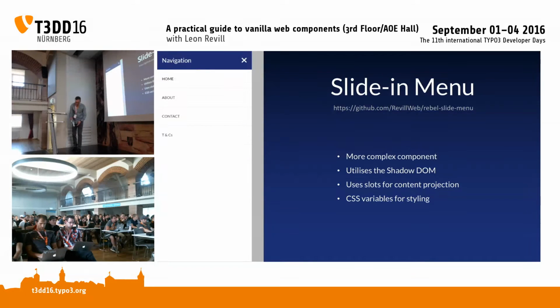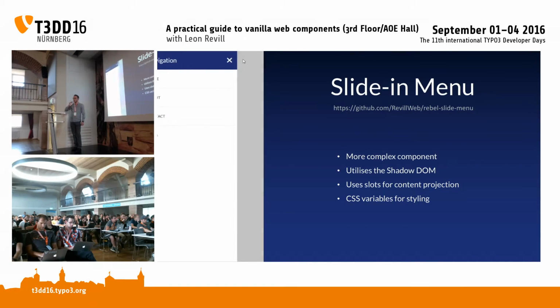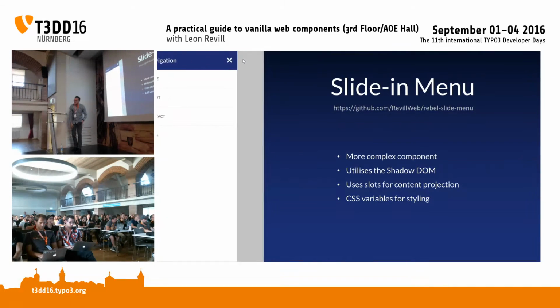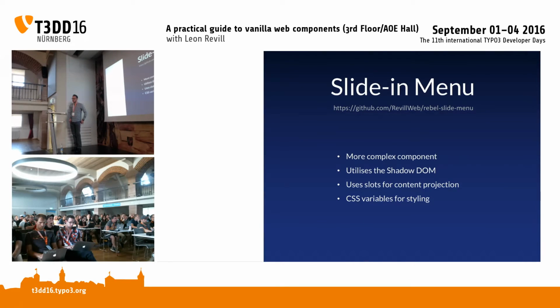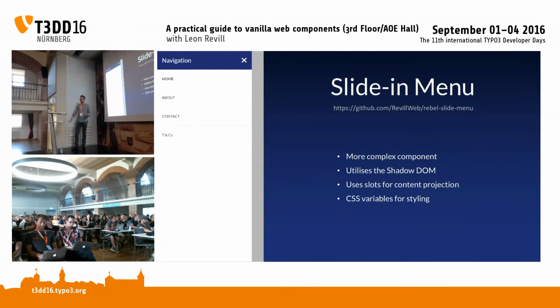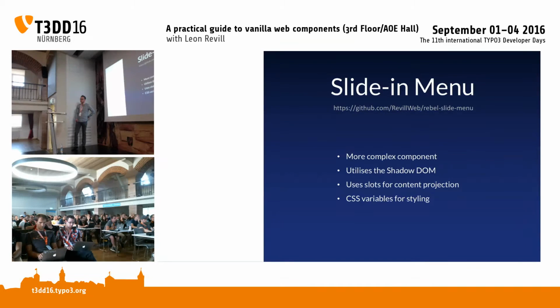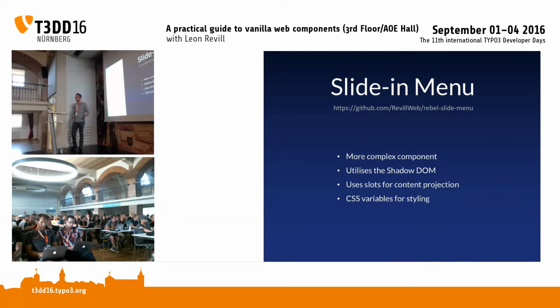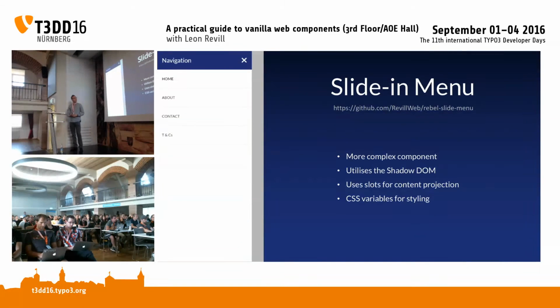So now we know how to build a basic web component. We know how to transpile it to ES5, so it's going to run in all of the major browsers, and we know how we can use the polyfills to make sure we can actually use these web components in production. So that moves us on to our next component. This is going to be a sliding menu component. Again, it's available on GitHub via that link if anybody wants to take a look. It's going to be a more complex component.